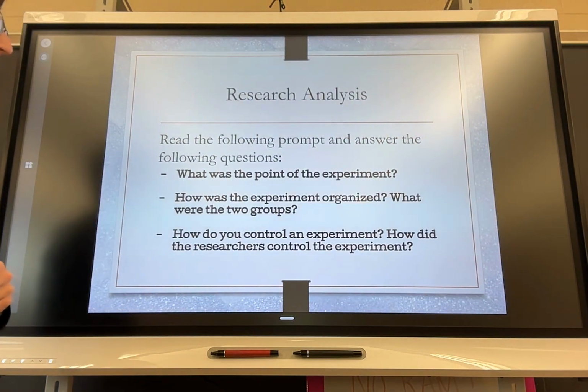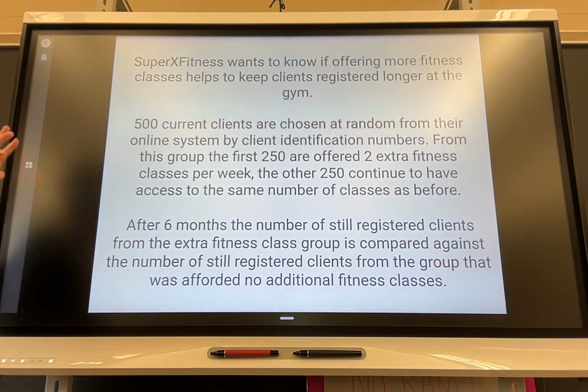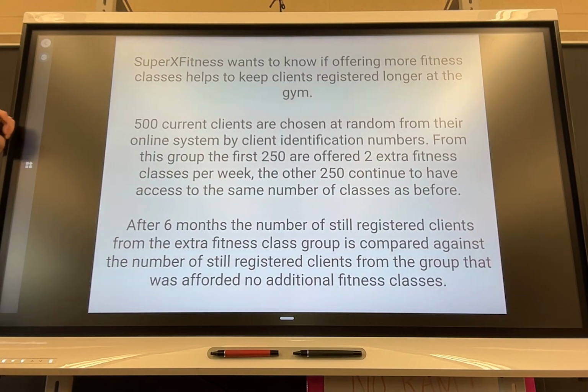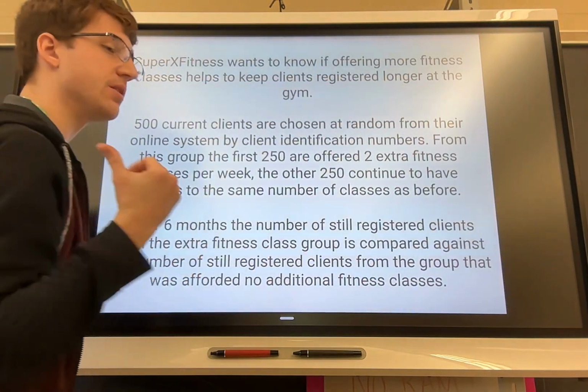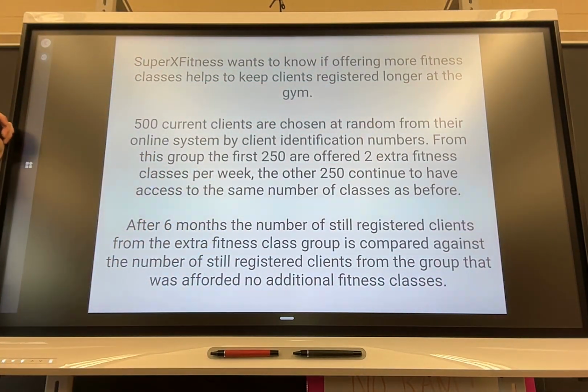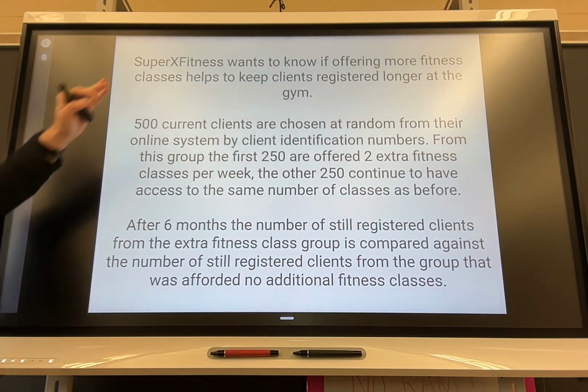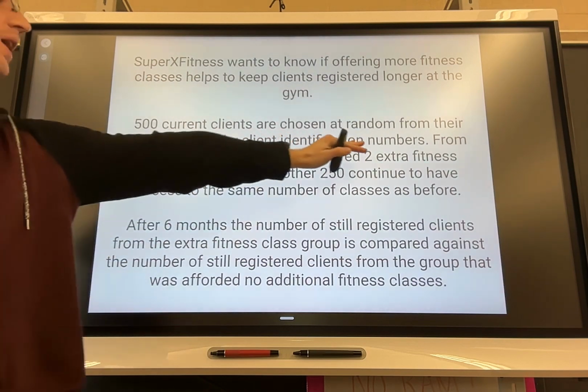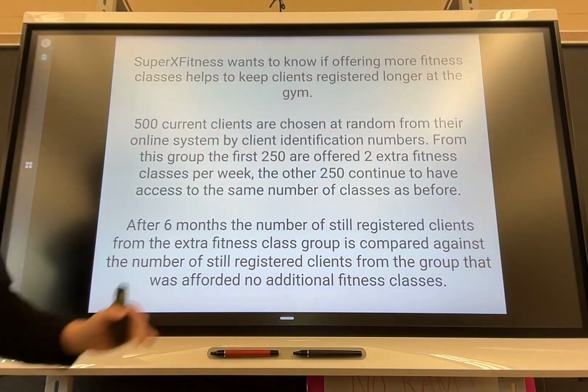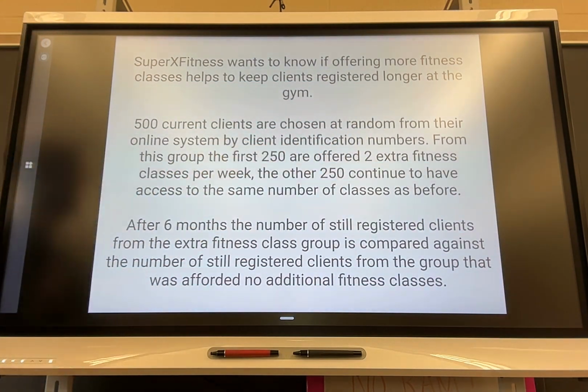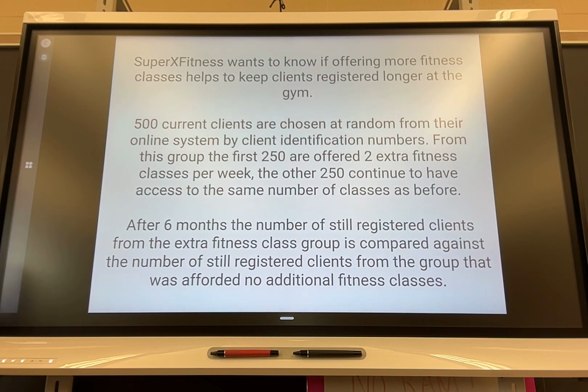How was the experiment organized? So we have 2 groups. People were chosen at random. That is something very specific that we have to do with our experiments. We have to keep things random. But they are split into 2 groups. Half of them get 2 extra fitness classes. The others have the same number of classes as before. So we have a control group and we have an experimental group.